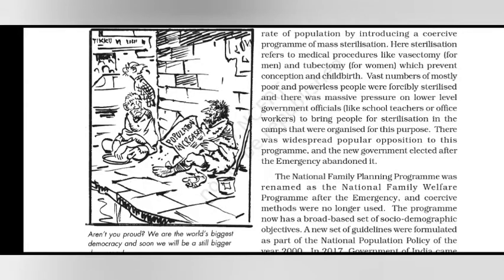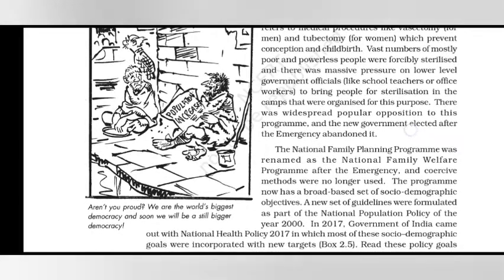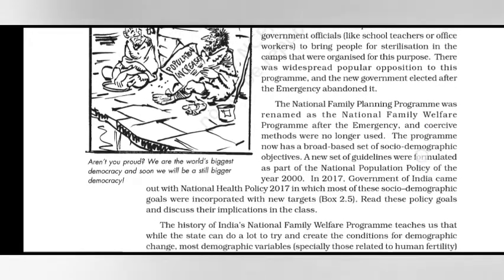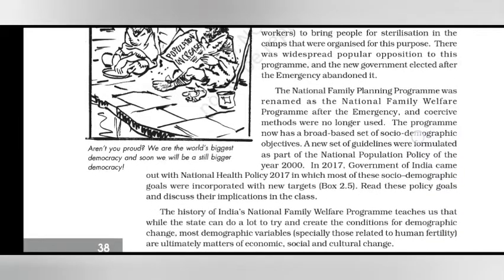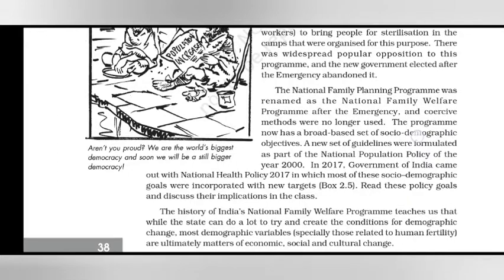Sterilization refers to medical procedures like vasectomy and tubectomy, which prevent conception and childbirth. Vast numbers of mostly poor and powerless people were forcibly sterilized, and there was massive pressure on lower level government officials to bring people for sterilization in the camps that were organized for this purpose. There was widespread popular opposition to this program, and the new government elected after the emergency abandoned it.